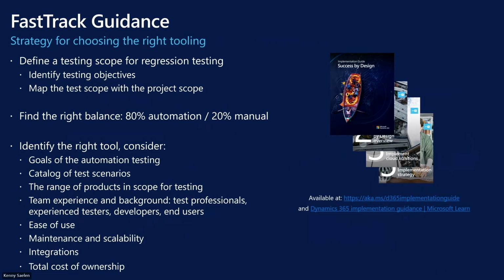Is it foreseen that business processes will change in time? As such, maintenance and scalability should be considered a key factor. Is there a need to integrate the automated regression testing with other tools or perhaps incorporate it into the Azure DevOps pipelines? And ultimately, what is the estimated total cost of ownership and the return of investment? Different tools have different costs in terms of licensing, in terms of maintenance, and it is important that you write down this criteria and establish what is more important for you.